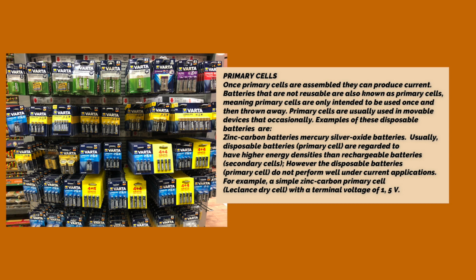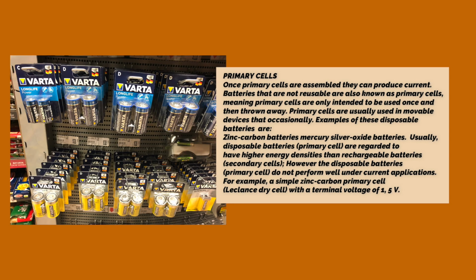Usually, disposable batteries or primary cells are regarded to have higher energy densities than rechargeable batteries or secondary cells. However, the disposable batteries or primary cells do not perform well under current applications. For example, a simple zinc-carbon primary cell, Leclanché's dry cell, with a terminal voltage of 1.5 V.